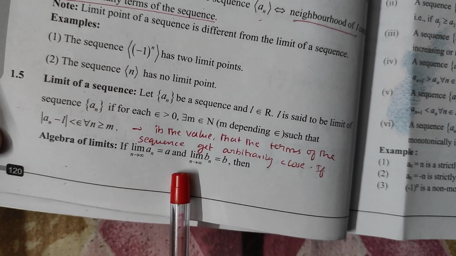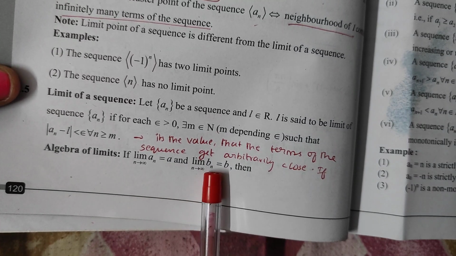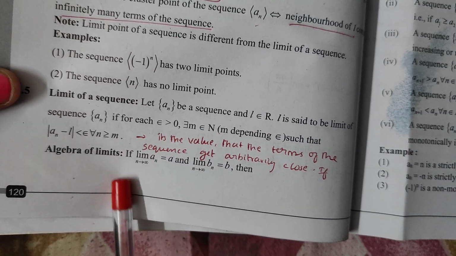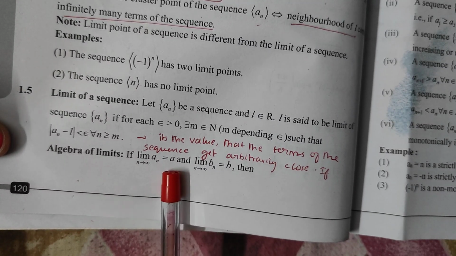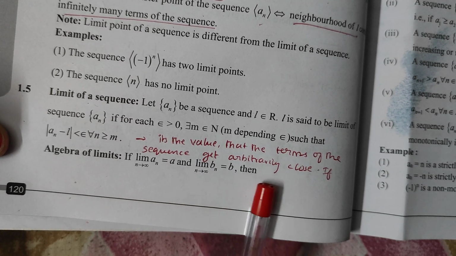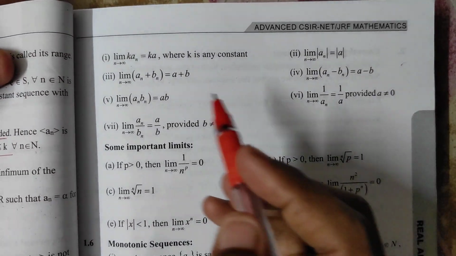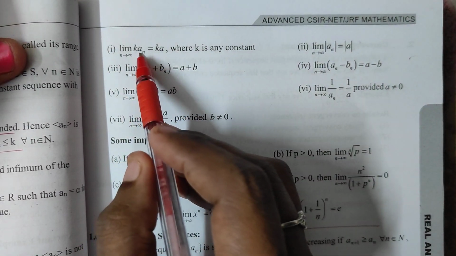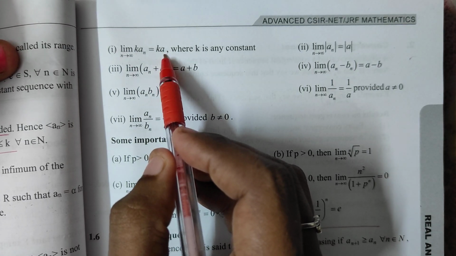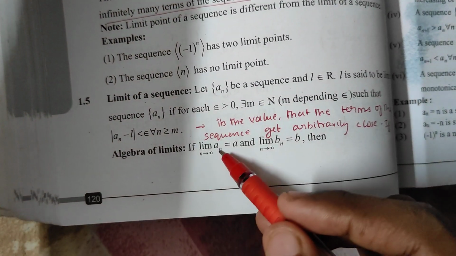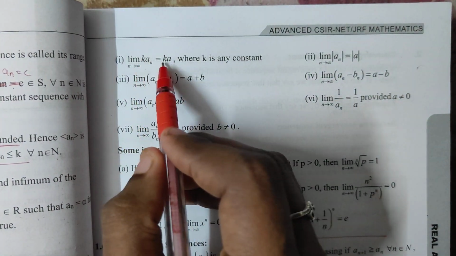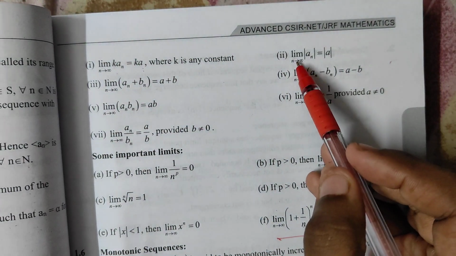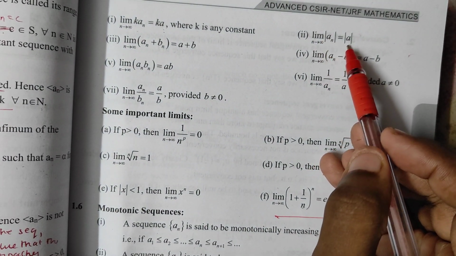Limit as n tends to infinity of a_n is equal to A, and limit as n tends to infinity of b_n is equal to B. If such conditions are given, then you have to take it that limit of k a_n is equal to kA, because the limit of a_n is A and k is a constant. Then the limit of the modulus of a_n is equal to the modulus of A.